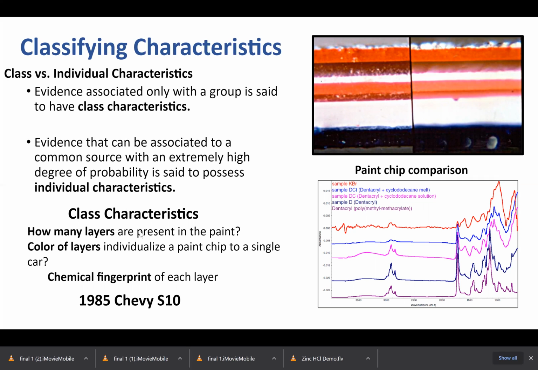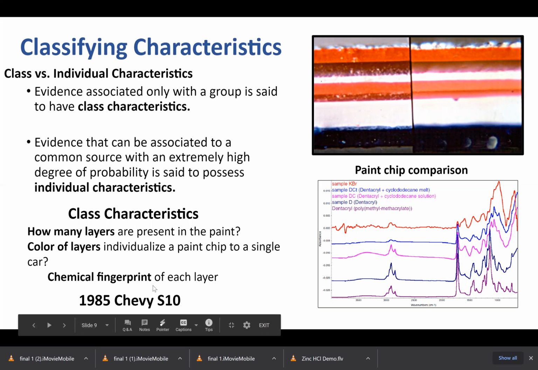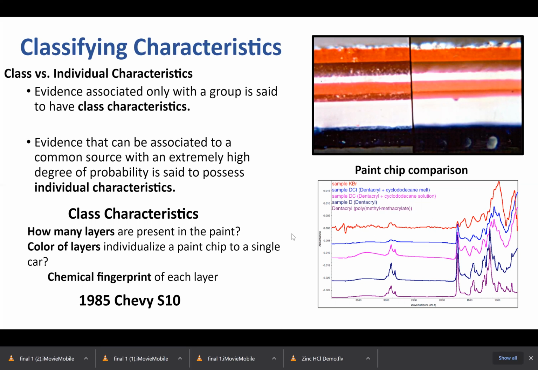So, class characteristics, for example, how many layers are present in the paint? Here's a paint chip. Do the color of the layers individualize a paint chip to a single car? I would say probably not, right? All the cars that get painted in the same way would probably have very similar paint chips, unless you have a certain individual variation to it. The chemical fingerprint of each layer? I suppose maybe if it's a custom job, but other than that, then no, it'd be a class characteristic.